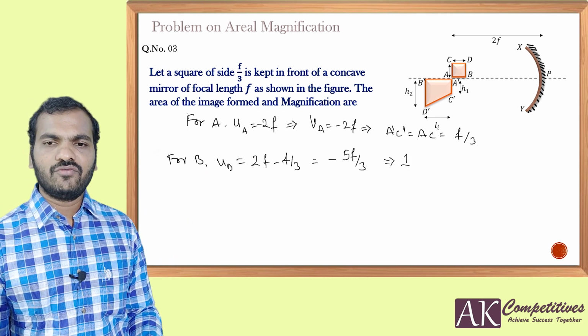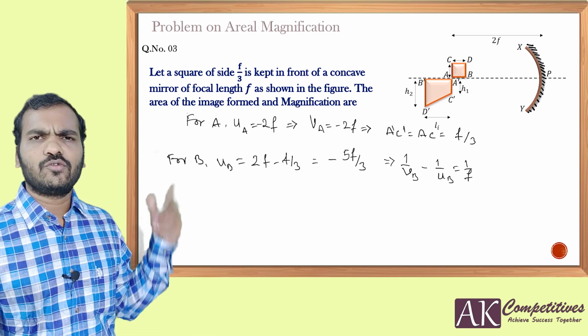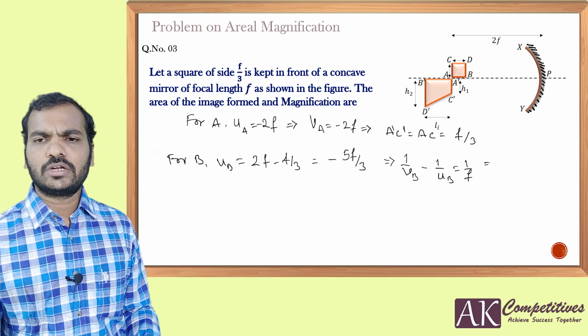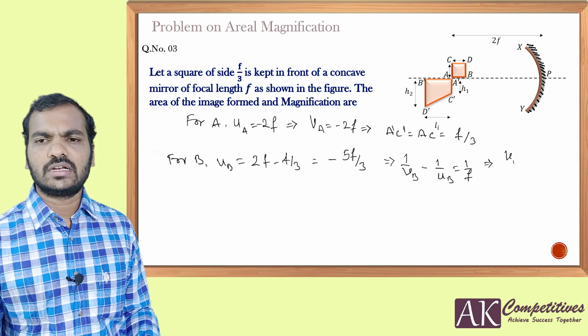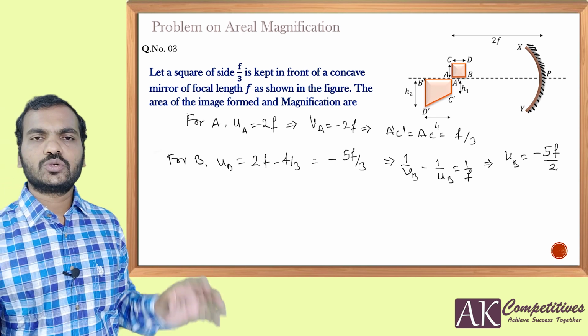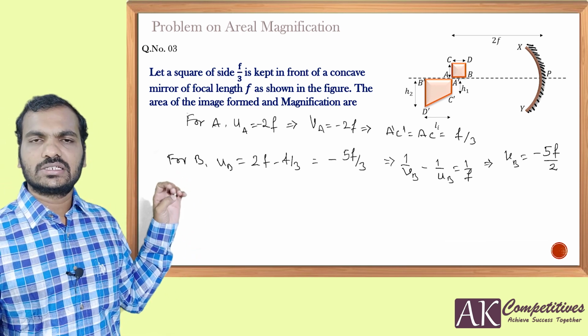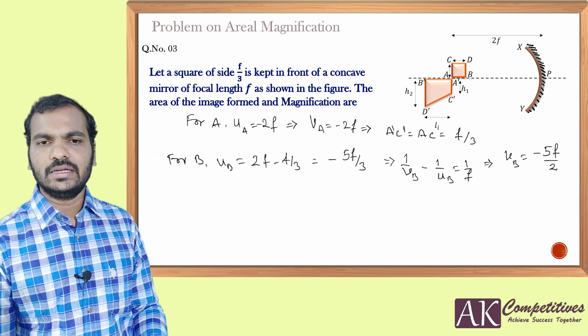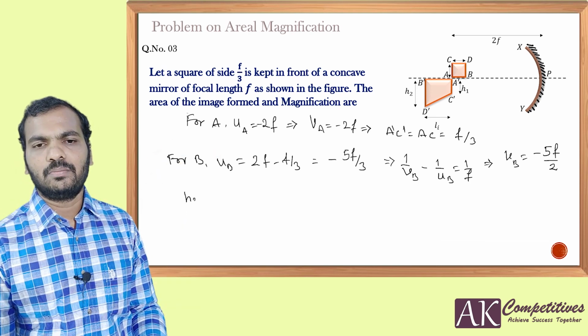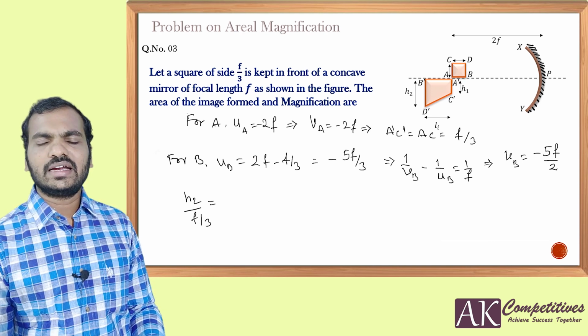Then 1 by VB minus 1 by UB is equal to 1 by f, because the focal length is the same for both the mirrors. If you put in the values, for VB you are going to get minus 5f by 2. Then what is going to be H2? H2 is the height of the edge B dash and D dash, which is the image of B and D.